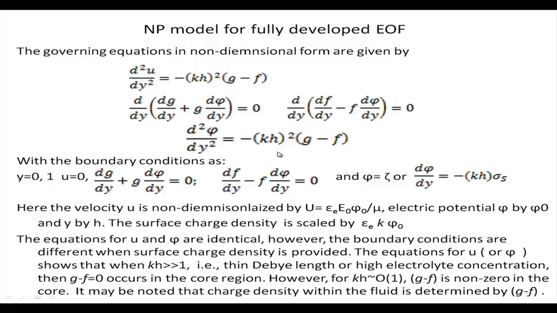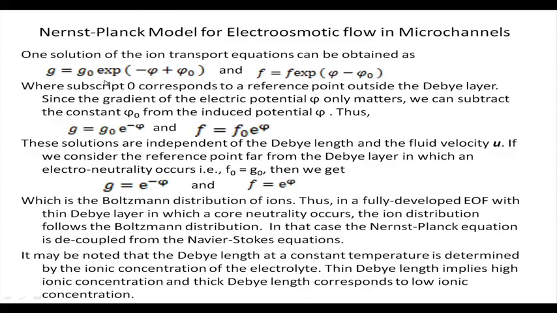But one easy way is that we can have a two-integral form of the Nernst-Planck equation, which for this one-dimensional case can be solved in a form like this, where we consider the subscript 0 a reference point outside the Debye layer. So these two integrals satisfy the equations for g and f.